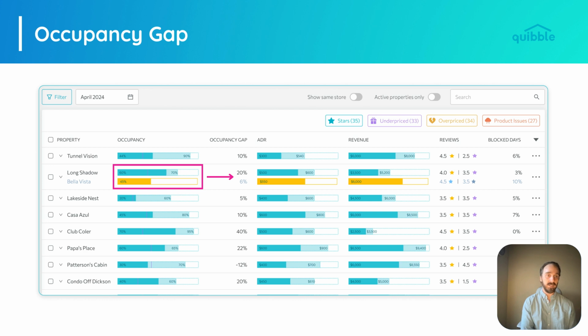The second gap is against the market, which is the purple line in the occupancy bar. This indicates how your property is performing compared to the surrounding market. One note of caution here, these are small numbers. Better trending data are found at the portfolio and market level.